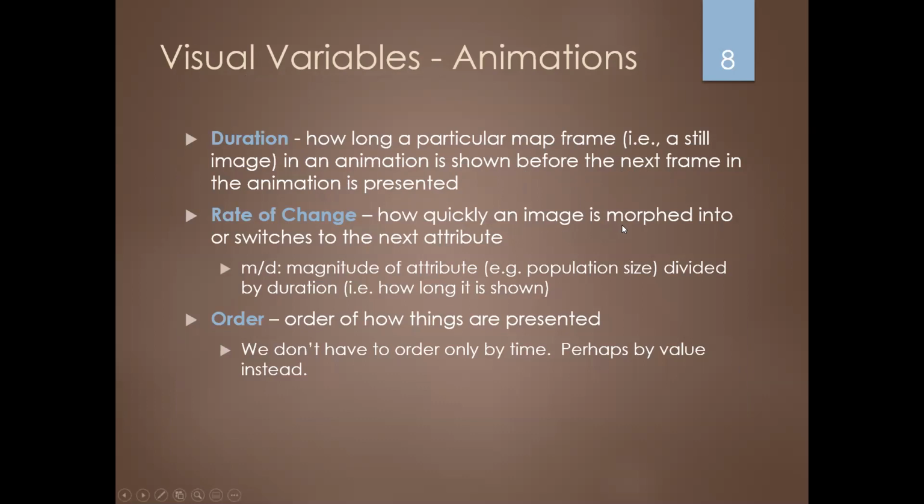How quickly an image is morphed into or switches to the next attribute. For example, the ratio of M to D between M and D. It addresses the magnitude of attribute divided by duration. So rate of change is trying to address how much change you want to portray within a specific time in your animation. I will give you an example later, okay? Don't worry. And order of how things are presented.